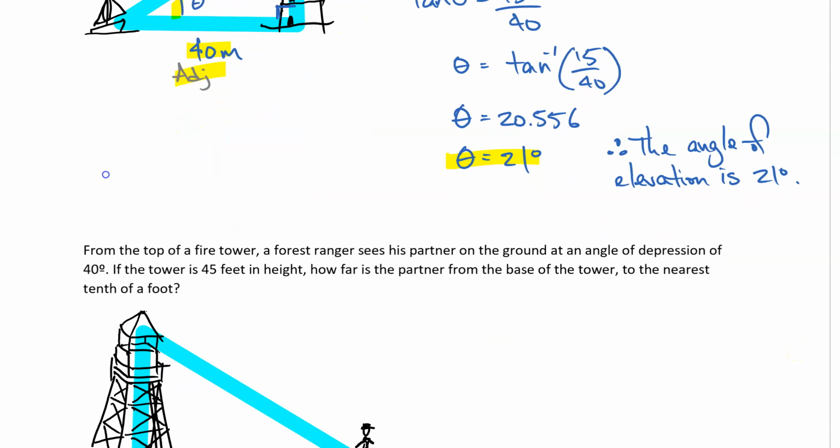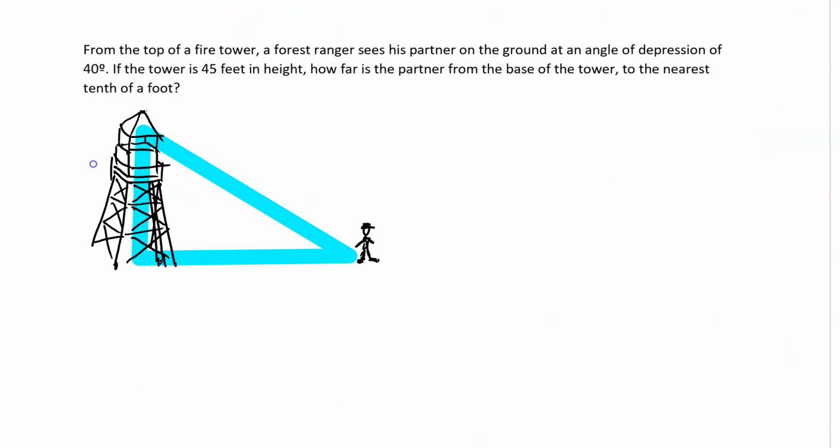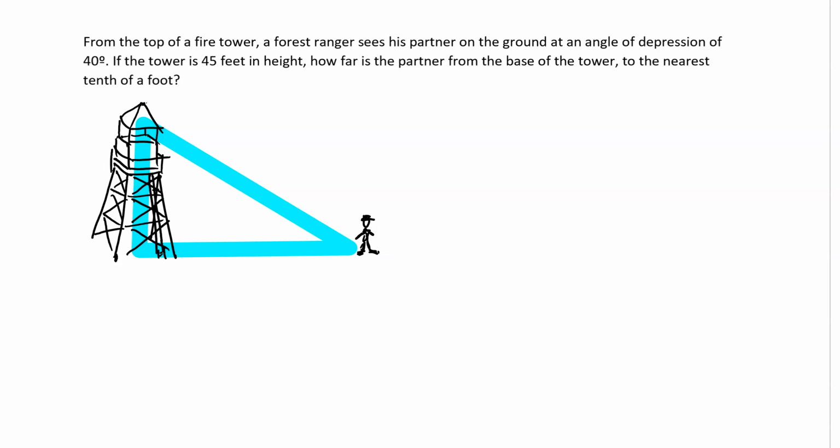Next up, from the top of a fire tower, a forest ranger sees his partner on the ground at an angle of depression of 40 degrees. If the tower is 45 feet in height, how far is the partner from the base of the tower to the nearest tenth of a foot? So we are talking about feet, and we've got some details here.